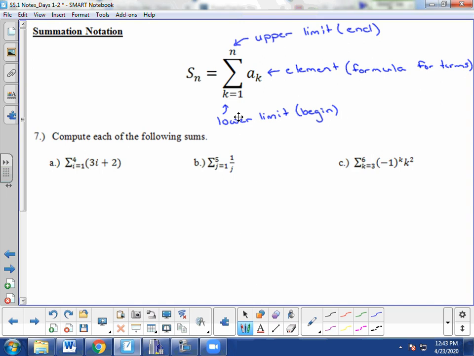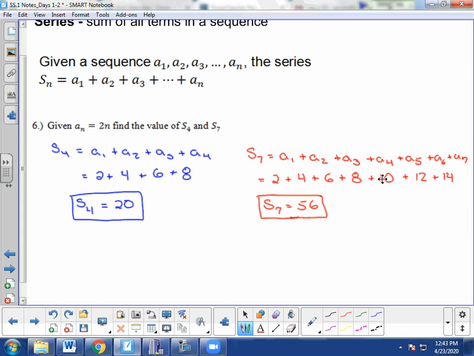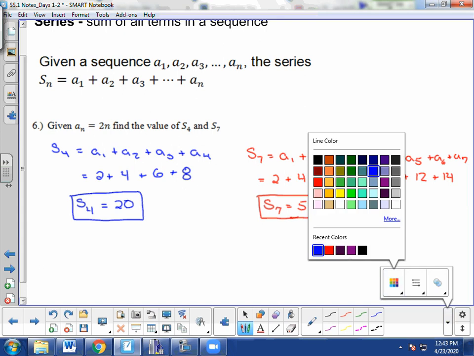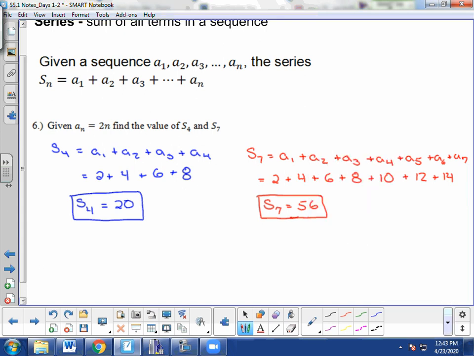So this summation notation basically tells us to do what we did here. It's just written differently. So if I wanted to do the summation notation for this part, for S of 4, it would have been k equals 1 at the bottom because we started at the first term, 4 at the top because we ended at the fourth term, and then 2n would have been my value here, or actually 2k, since k is the variable shown there on the bottom.